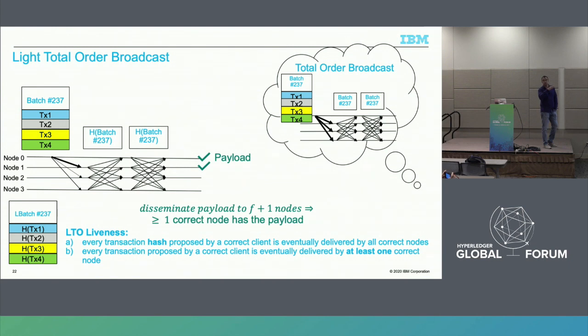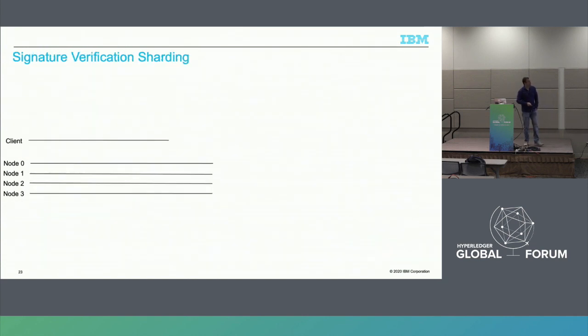Of course, this will be tunable, and you can switch it off. If you don't like it, if it's too complex, and you want your ordering service nodes to all have the payload, just switch it off. I will show the impact on the throughput.